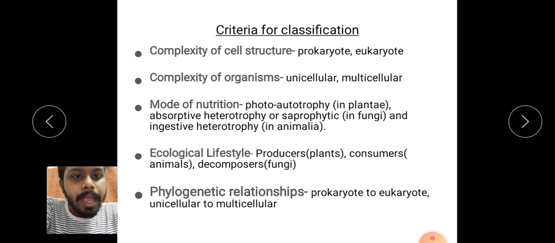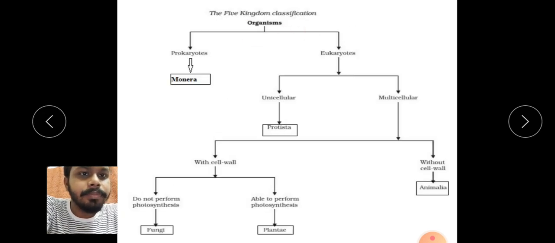The last criteria to classify living organisms is the phylogenetic relationship. Depending on the phylogenetic relationships, they are divided into prokaryotes and eukaryotes, and unicellular and multicellular. So these are the criteria for classification. Organisms are divided into prokaryotes and eukaryotes. All prokaryotes are Monera, and eukaryotes are divided into unicellular and multicellular. All unicellular are Protista, and multicellular are further divided into two: with cell wall and without cell wall. Without cell wall is Animalia.